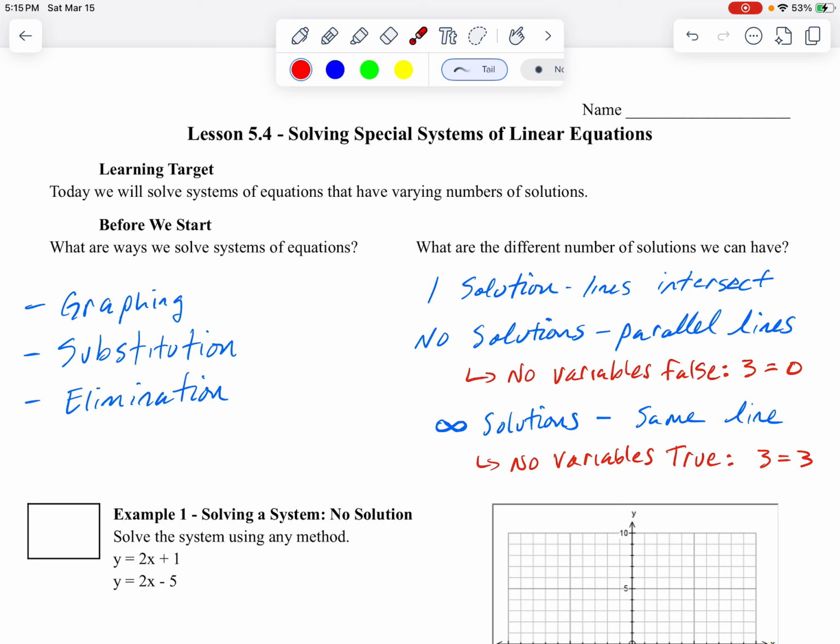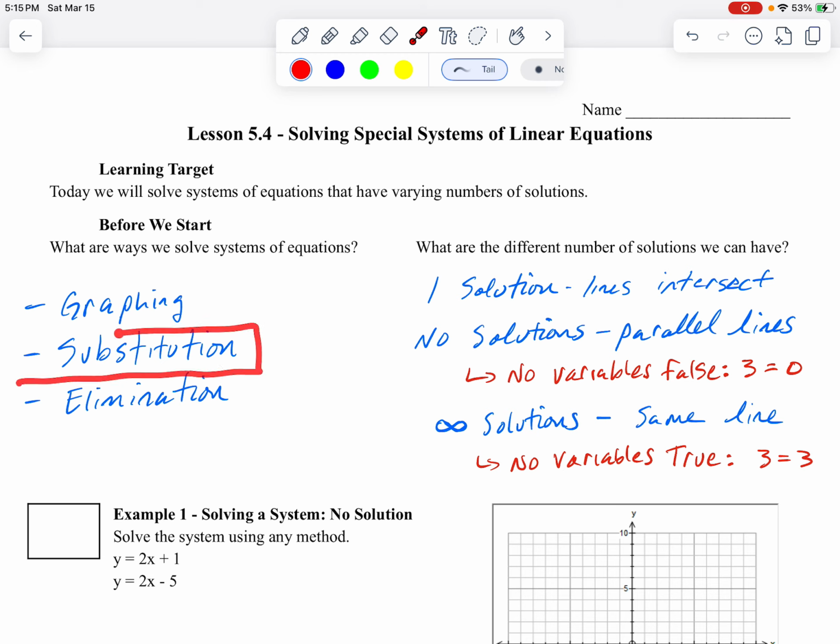So we looked at solving by graphing, and you're going to want to use this method when it's easy to look at an equation and graph it. So that's usually when it's in that form y equals mx plus b, because then we can pick out that y-intercept and the slope and draw a graph really easily.